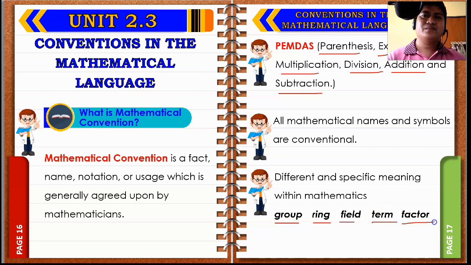So factor, in general usage, when you say factor, what are the factors to being a very good man, a very good woman? What are the factors to be a success in your life? So that is in our general usage. But in mathematics, when we say factor, there are some formulas, different formulas in factoring, specifically in algebra. So those are some of the terms that in mathematics have their own specific meaning, and it is acceptable worldwide.